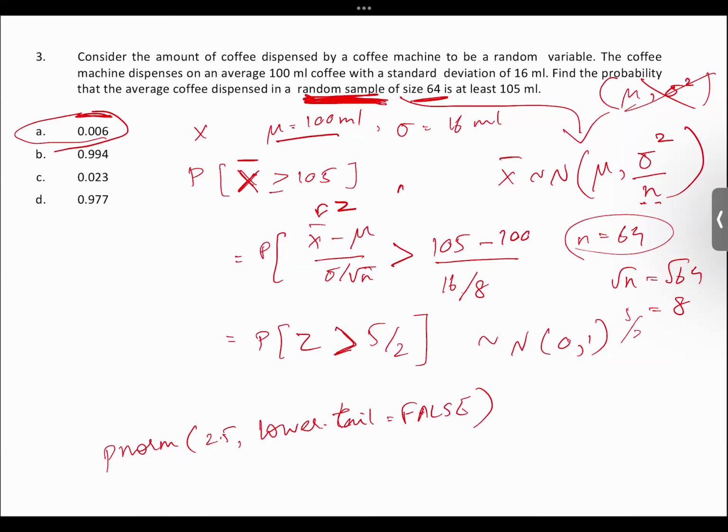You randomly sample something and you approximate it to a normal distribution.